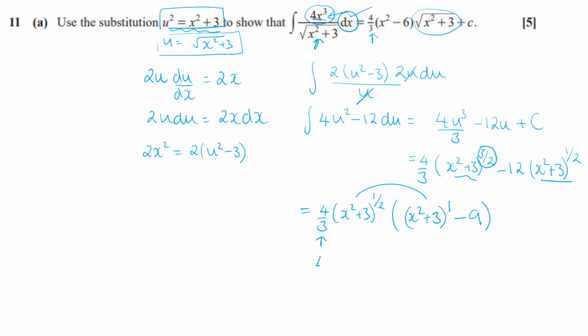So now this is going to be 4/3. This here, the plus 3 and the minus 9 is going to give me x squared minus 6, and then all times by this, which is x squared plus 3 to the half, which is the same as the square root. And don't forget, we've got our plus c.